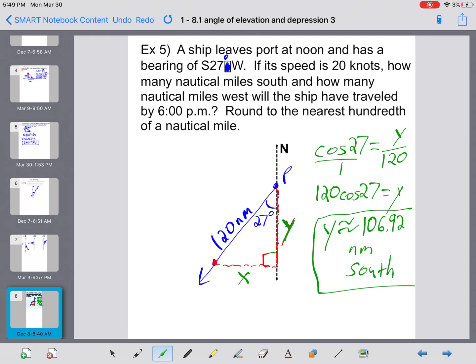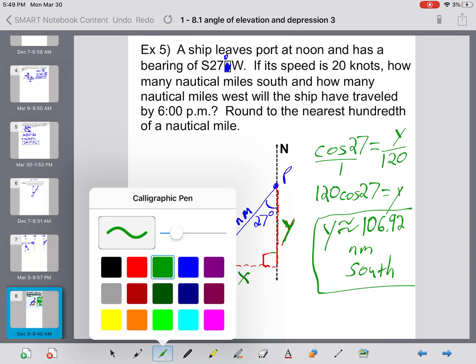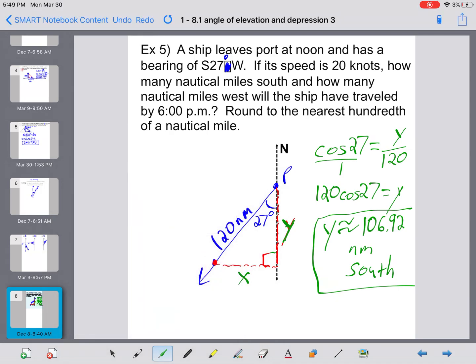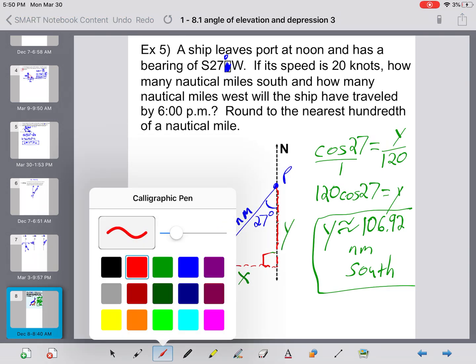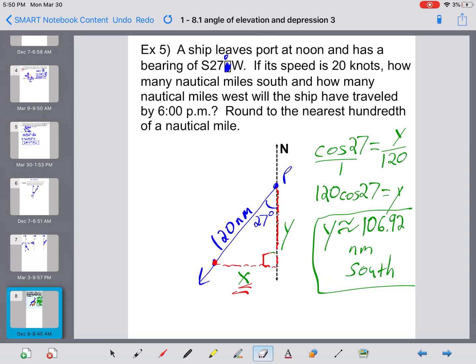Now for the x portion, let me get the right color here. Oh, I guess I did that in green. Okay, let me color code that. I meant to do that in red, but you guys know my color's not that great, so we'll make that green. We'll make this bottom side red. All right, so now let's go find x. Again, we know angle 27, so for this I'm going to use a sine. Sine of 27 equals x over 120.